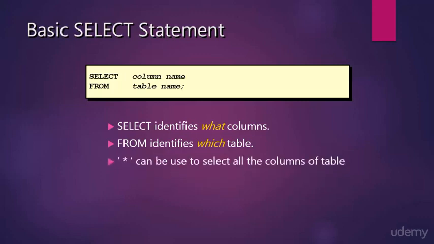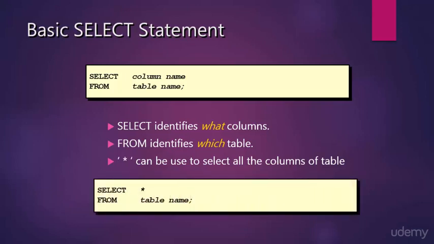Now in SQL, the asterisk can be used to select all the columns of any table. So if I write here SELECT asterisk, it means select all the columns, and then from my table, I have to pass the table name. So it means select all the columns from my table of employee records, or from students, or from teachers.